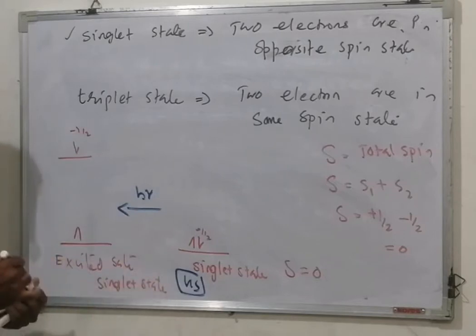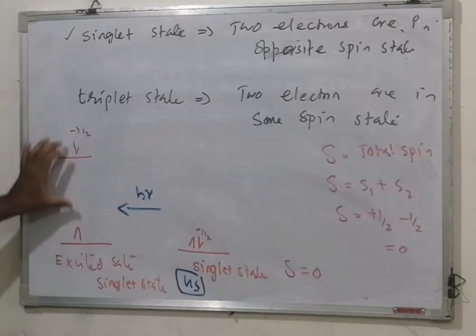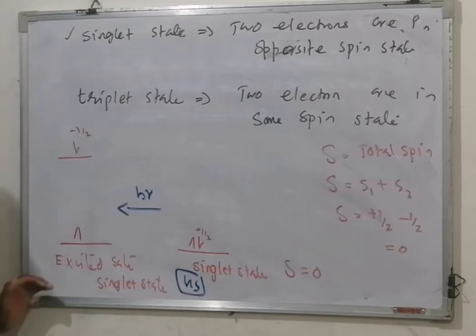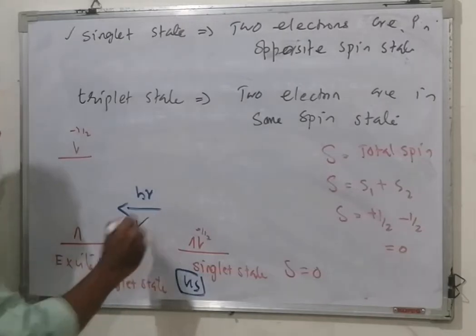The excited state is also a singlet state because the spins of the electrons are in opposite directions. The spins of the electrons are in the opposite state. Therefore, the excited state is also a singlet state. Therefore, this transition is allowed.